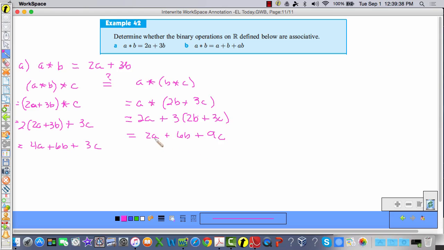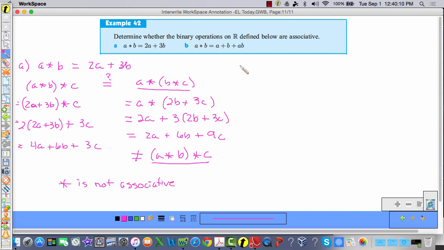This is not equal to this. So we can say that this is not equal to a star b star c all the way down. In other words, this is not equal to this. So we can say that this binary operation is not associative. It is not associative.